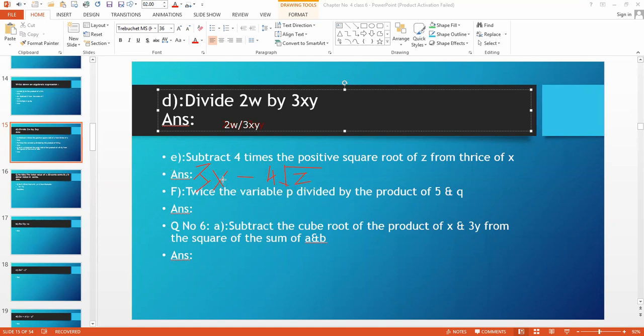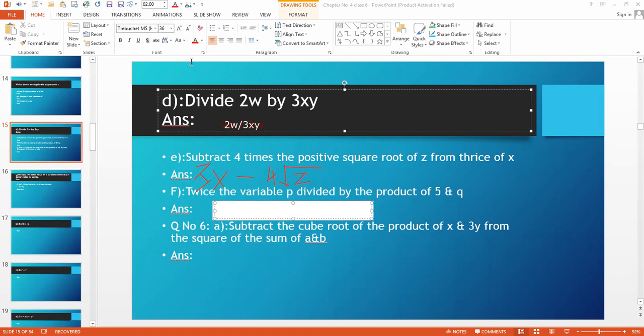Clear? Now we move towards the next. First I want to remove this, and then we move to the next. They are saying twice the variable p divided by the product of p and q. Twice the variable p means we have to double p. Double p means 2 multiplied by p.